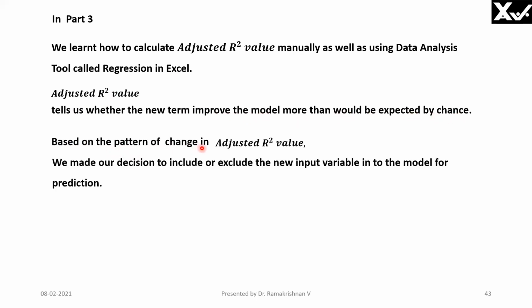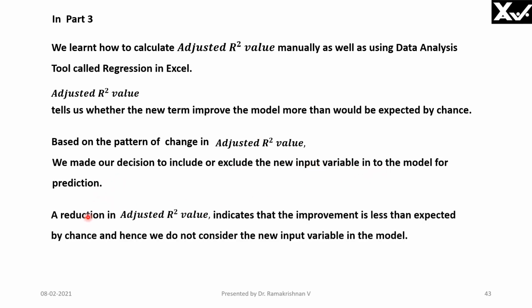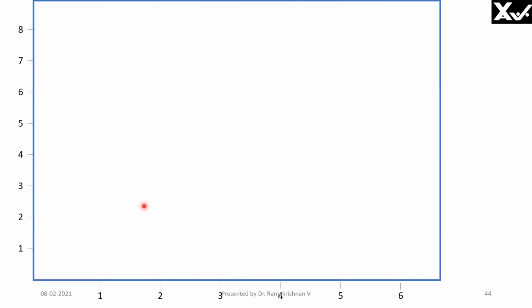Based on the pattern of change in adjusted R-squared value, we made our decision to include or exclude the new input variable in the model for prediction. For example, if there is a reduction in adjusted R-squared value, it indicates that the improvement is less than expected by chance. And hence, we do not consider the new input variable in the model. On the other hand, if there is an increase in adjusted R-squared value, we will consider the new input variable in the model. Now we are going to visualize the model.